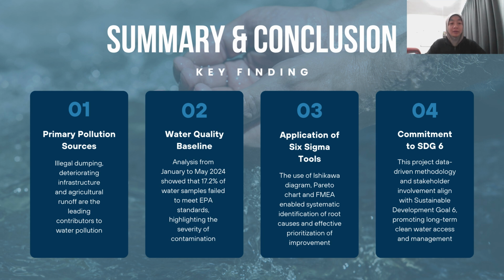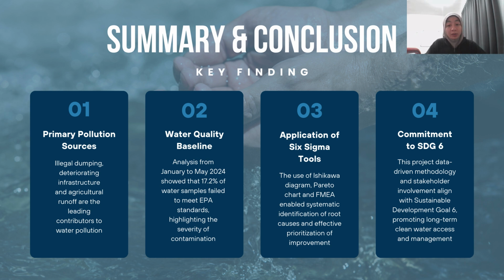Alright, my name is Nurana Atika binti Muhammad Zulkifli and my matric ID is MA24059. So I will continue to the summary and conclusion part, which has four key findings. So the first key finding is the primary pollution sources. Illegal dumping, deteriorating infrastructure, and agricultural runoff are the leading contributors to water pollution.